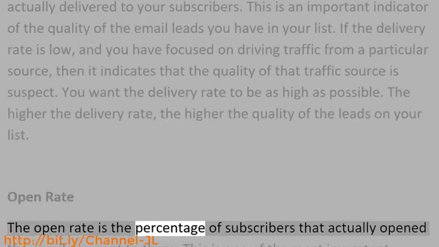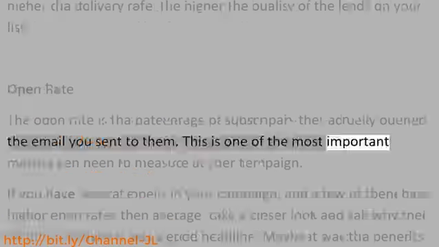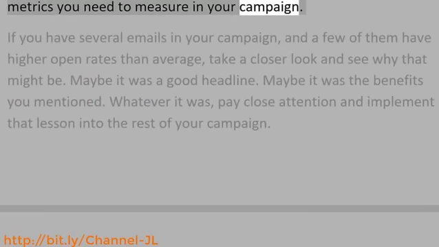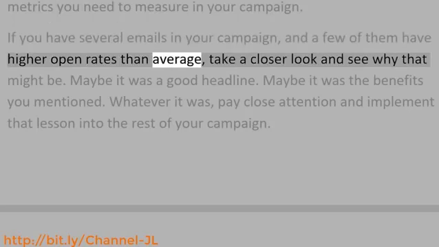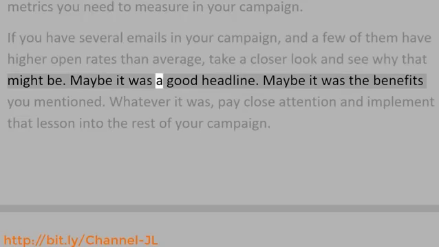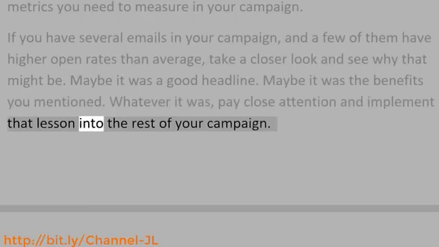Open rate. The open rate is the percentage of subscribers that actually opened the email you sent to them. This is one of the most important metrics you need to measure in your campaign. If you have several emails in your campaign, and a few of them have higher open rates than average, take a closer look and see why that might be. Maybe it was a good headline. Maybe it was the benefits you mentioned. Whatever it was, pay close attention and implement that lesson into the rest of your campaign.